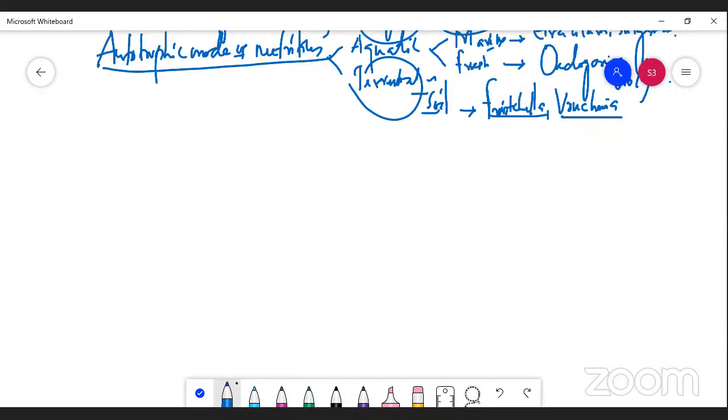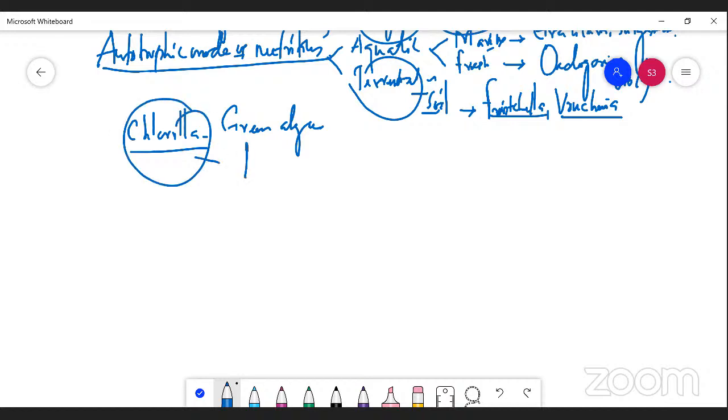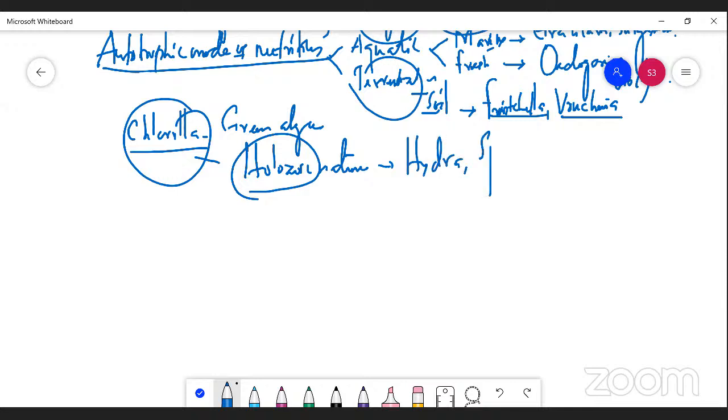For example, Chlorella. What is that? Chlorella is a green alga. It is holozoic in nature. Holozoic means this kind of algae is present inside some other organism, internally, such as Hydra and sponges. Inside Hydra and sponges these kinds of algae may grow.